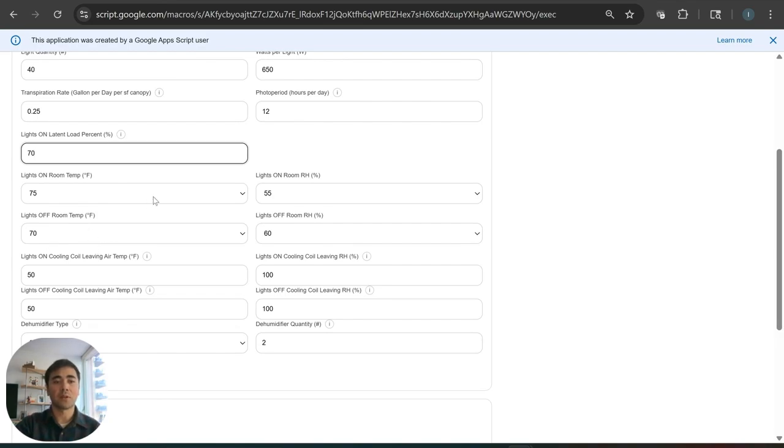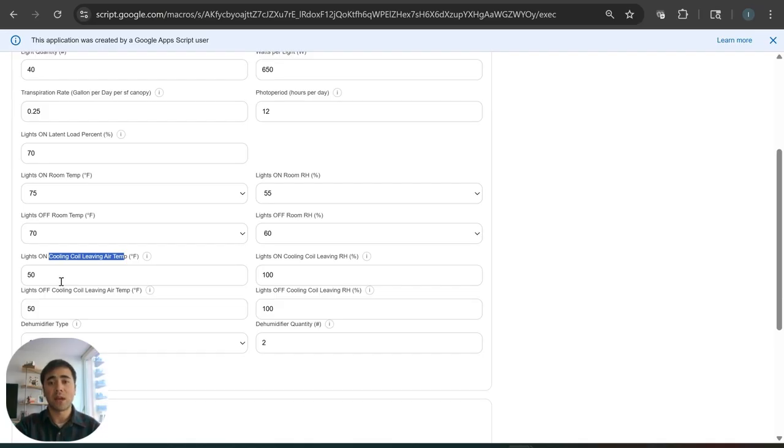So the tool asks for room temperature and humidity. That is the target temperature and humidity set points you are looking to achieve in the room, both lights on and lights off. The tool also asks for leaving cooling coil air temperatures, both lights on and lights off. The cooling coil leaving air temperature is something you can get in consultation with the manufacturers you are considering if you are designing a new project. If you are analyzing one of your current grow rooms, you may also talk to the manufacturers to see what you should be able to expect from your system.